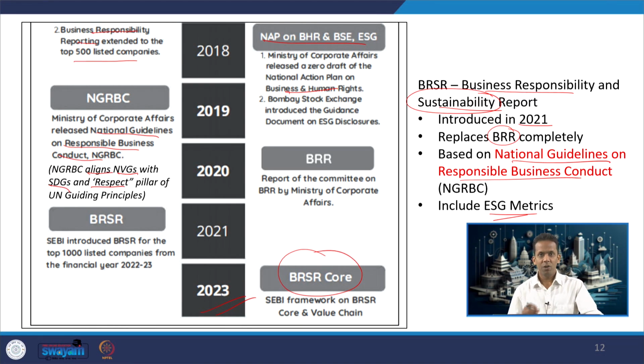SEBI proposed the framework on the BRSR Core and the value chain in 2023, and since 22-23, it was extended from 500 companies to the top 1000 companies listed on the stock exchange, based on their market capitalization. So, that is how ESG evolved in India, and now we have many companies which give scores or calculate scores of ESG, different ranking systems and all. We'll see it later.